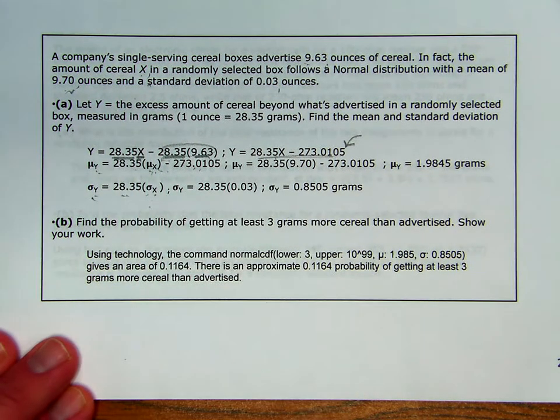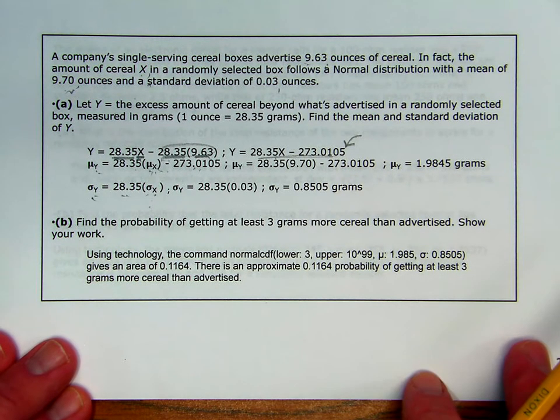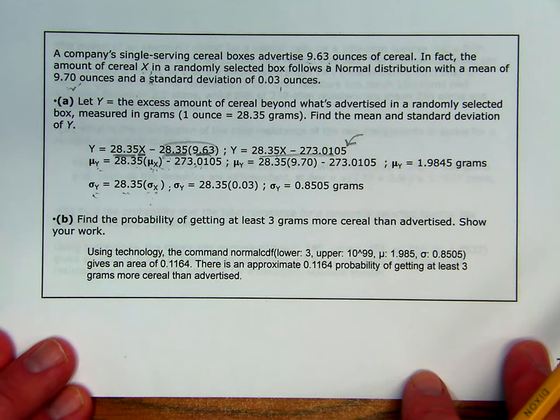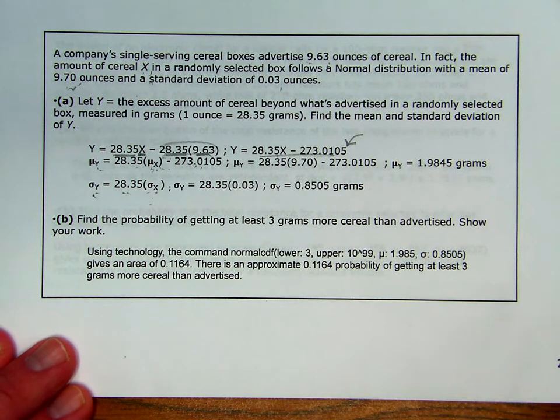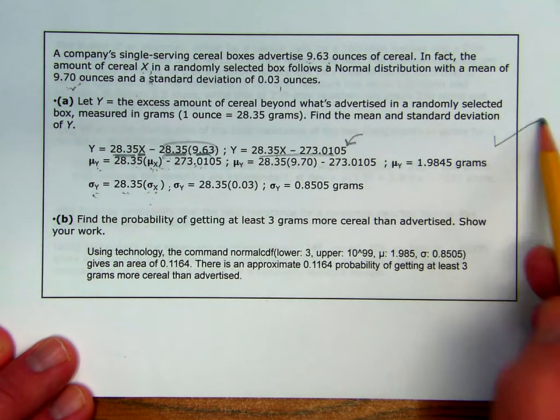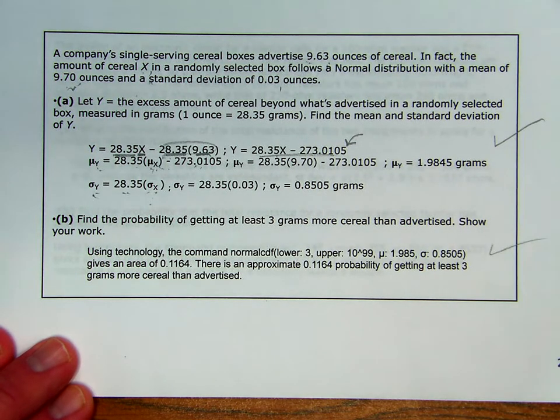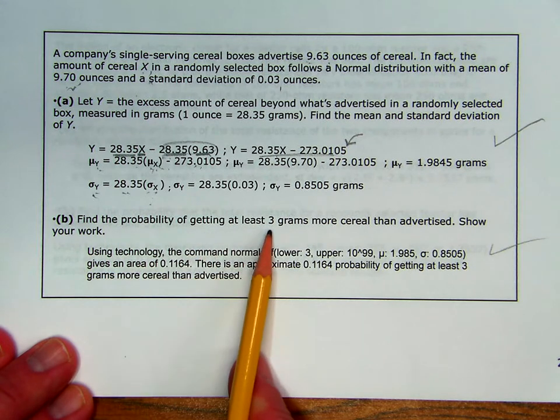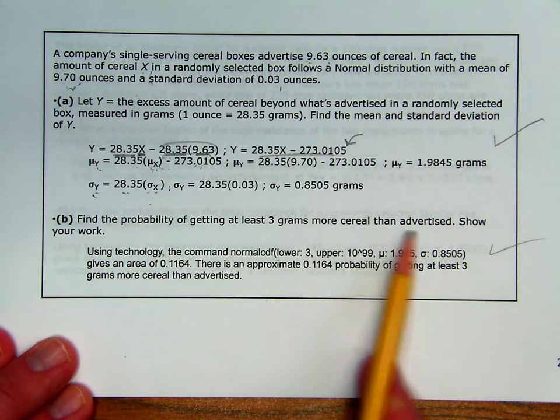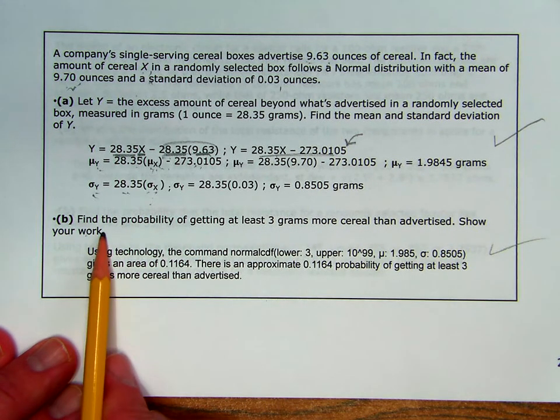And then Y is the excess over what they are advertising. All right, as I had mentioned, I don't know if that happened today or yesterday's PowerPoint. A very common AP question will ask you to do some kind of transformation like this, and then ask you a follow-up question about some kind of probability. So find the probability of getting at least 3 grams more cereal than advertised, show your work.